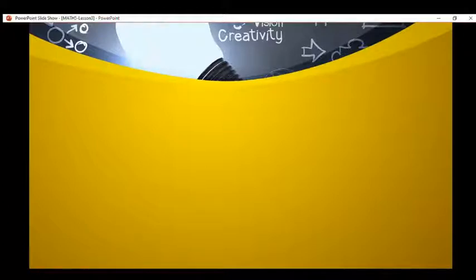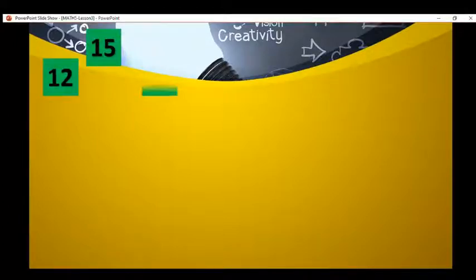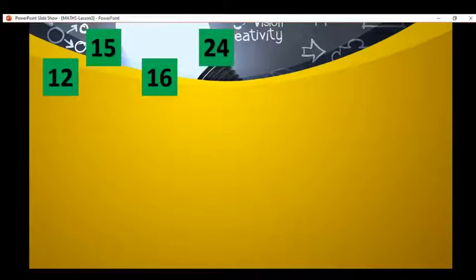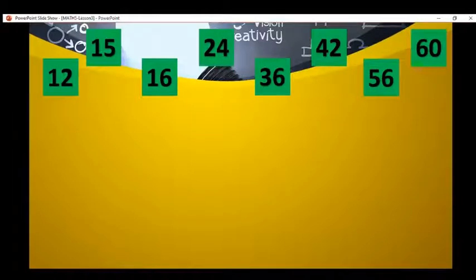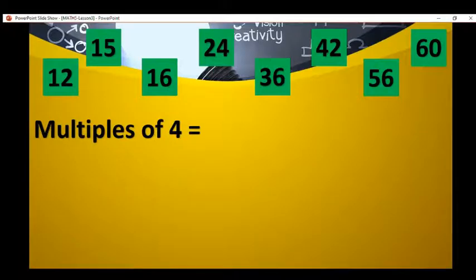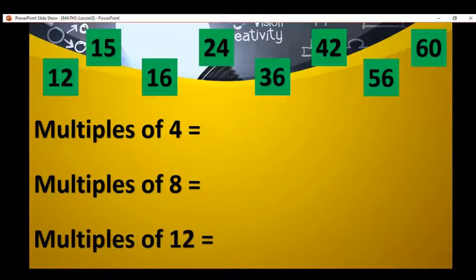Good, let's start with these numbers: 12, 15, 16, 24, 36, 42, 56, and 60. The question here is, what are the multiples of 4, multiples of 8, and multiples of 12?